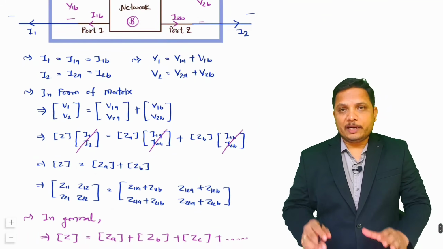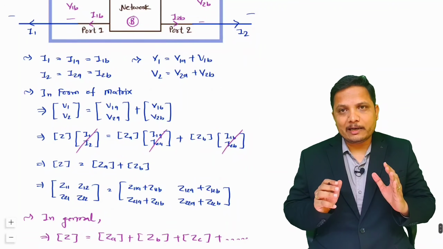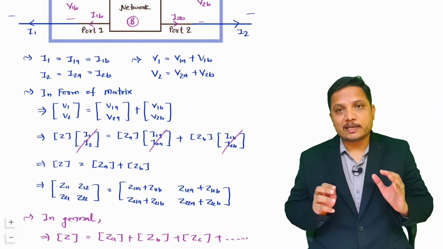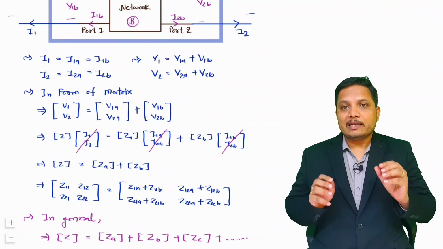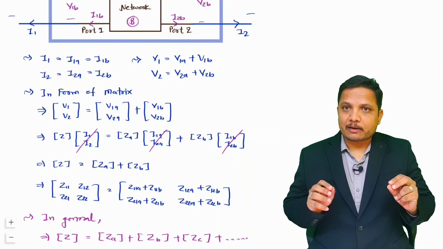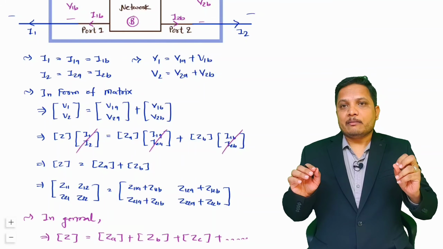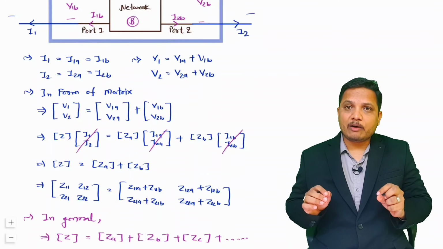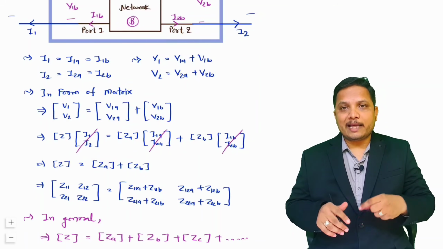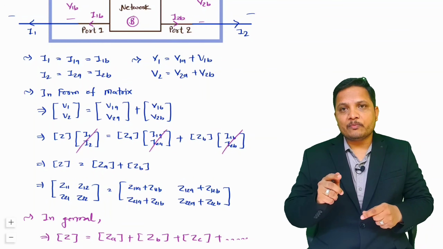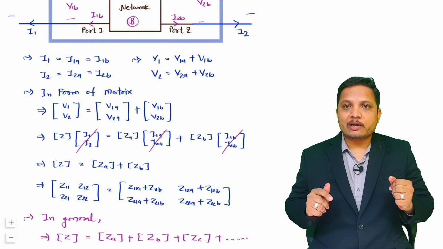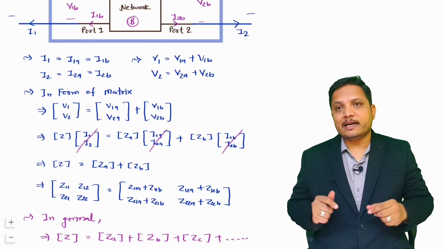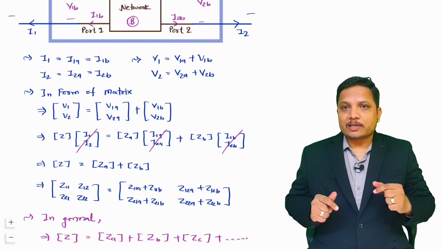When we talk about the equivalent two-port network parameter for series connection, it will be the algebraic sum of Z parameters. When we talk about equivalent parameter calculation for parallel connection, it will be the algebraic sum of Y parameters. In the next video, I'll explain how we can calculate the equivalent parameter for cascaded connection. So you just go through that video.